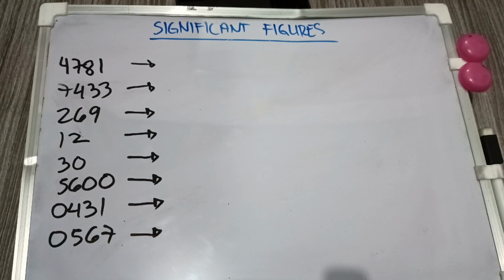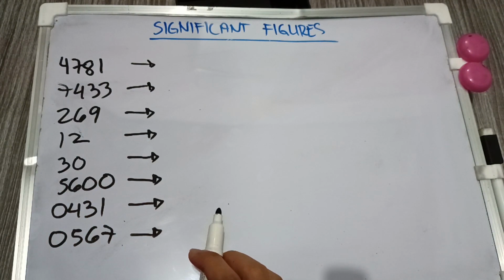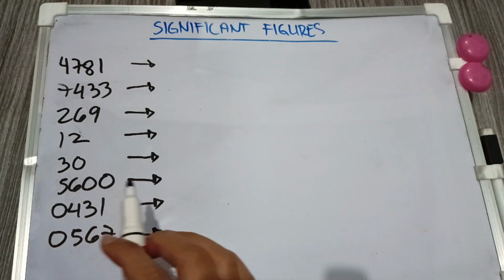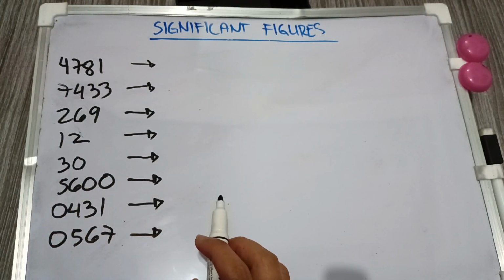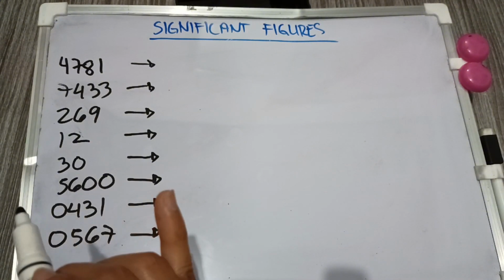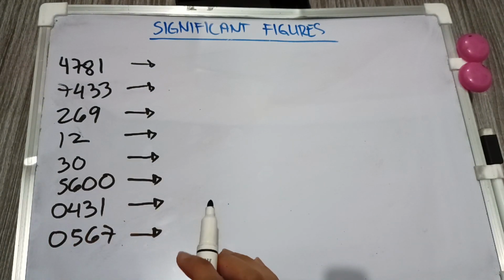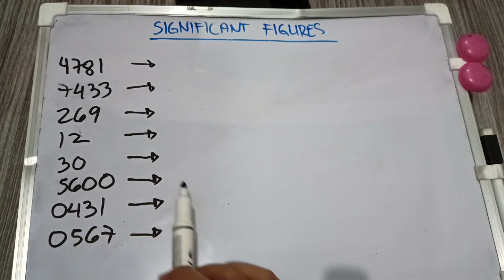Now in this video, we're going to talk about significant figures, how to count significant figures. All you need to know and to memorize is that all non-zero digits are always significant, which means 1, 2, 3, 4, 5, 6, 7, 8, 9 are non-zero digits. Those are significant figures.